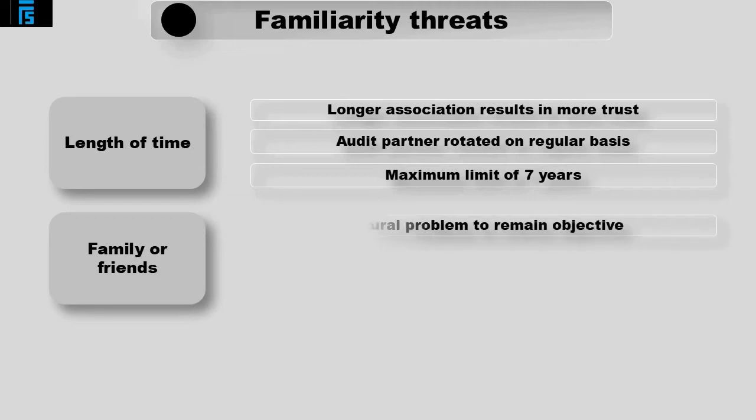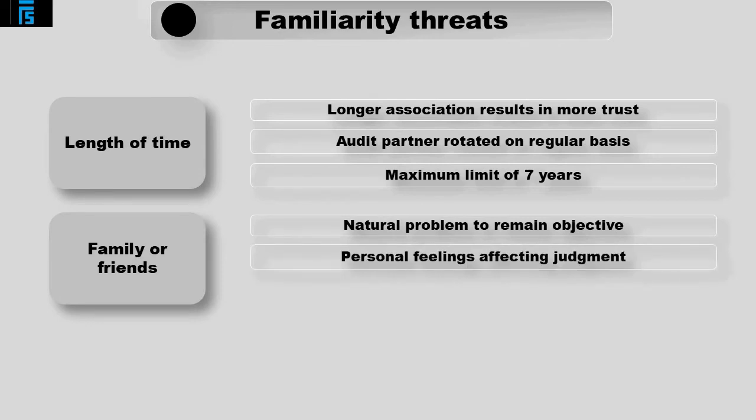Family and friends working at a client would naturally cause problems for an auditor remaining objective and not allowing personal feelings to affect their judgment. Therefore, the auditor should not take part in the audit assignment if they have family and friends working there.